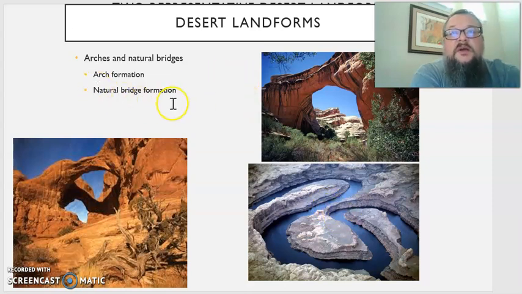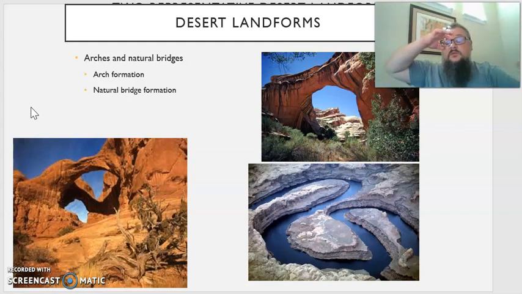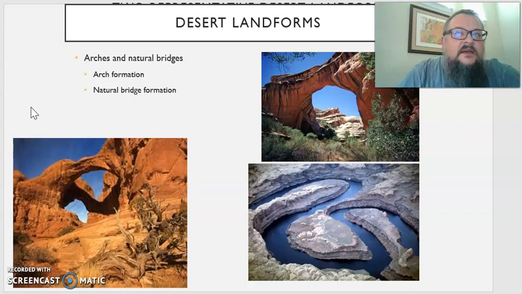But natural bridges are formed by water, and arches are formed by more of those basic weathering processes, freezing and thawing, some aeolian processes, and changes in temperatures and things like that.